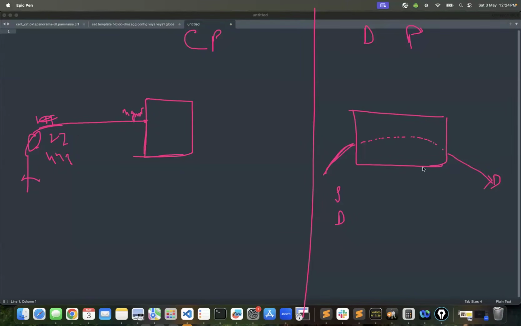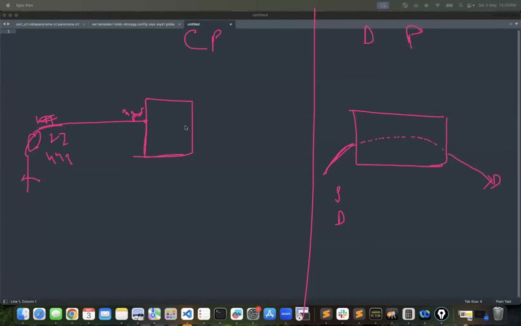Answer me, what is the basic difference in these two diagrams? Anyone, one by one? In this diagram, do you see any difference, the basic difference, not technical difference? The flow-wise. The flow, like there is HTTP and there is SSH.